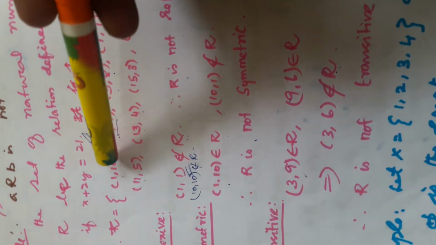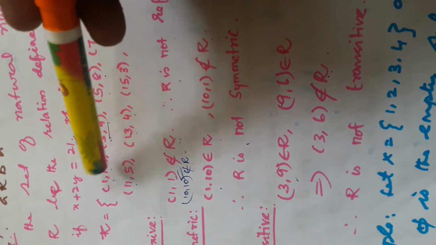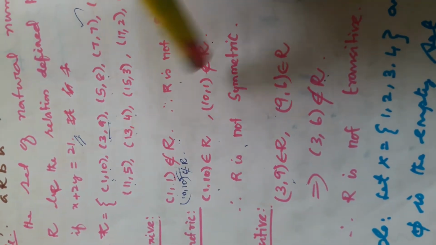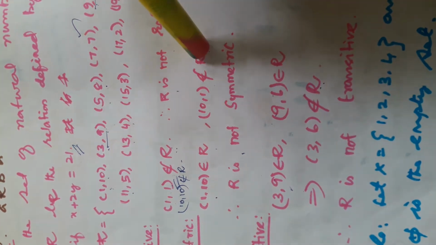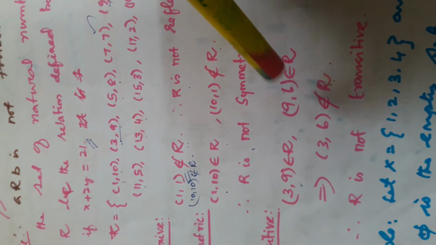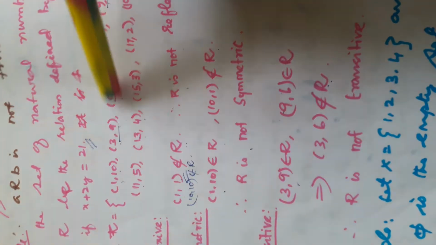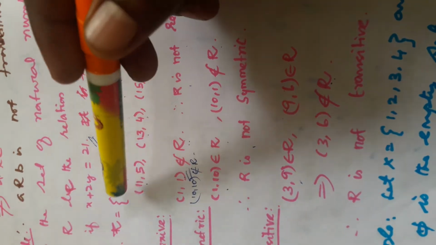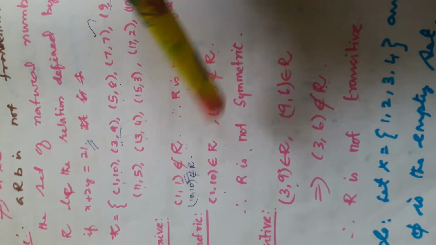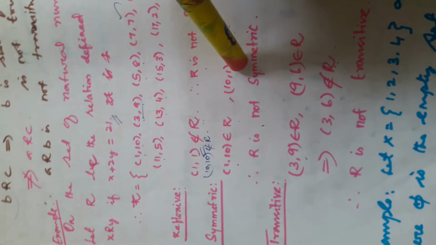The next one is symmetric. We have 1 comma 10, correct? At the same time we need 10 comma 1 to also belong to R. But 10 comma 1 does not belong to R. Therefore R is not symmetric. So how can I check for all the numbers? We need the reverse: 1 comma 10, 10 comma 1, 3 comma 9, 9 comma 3. For example, I have taken only one element.